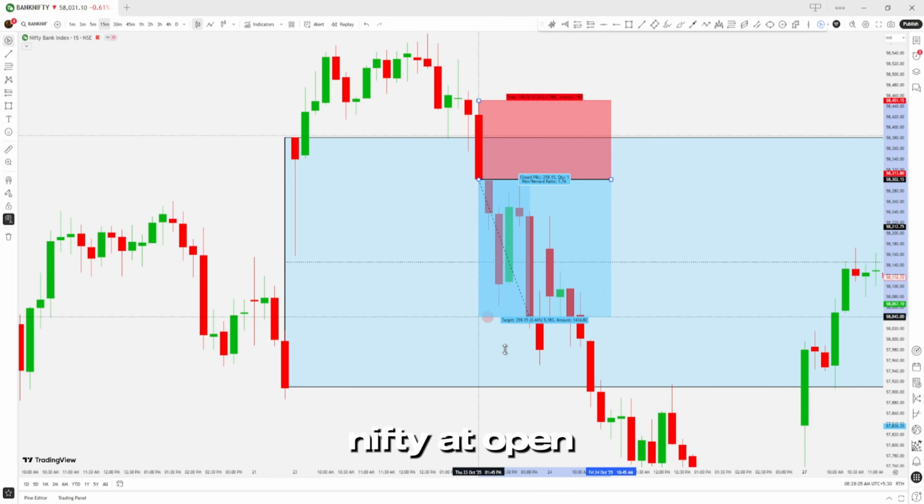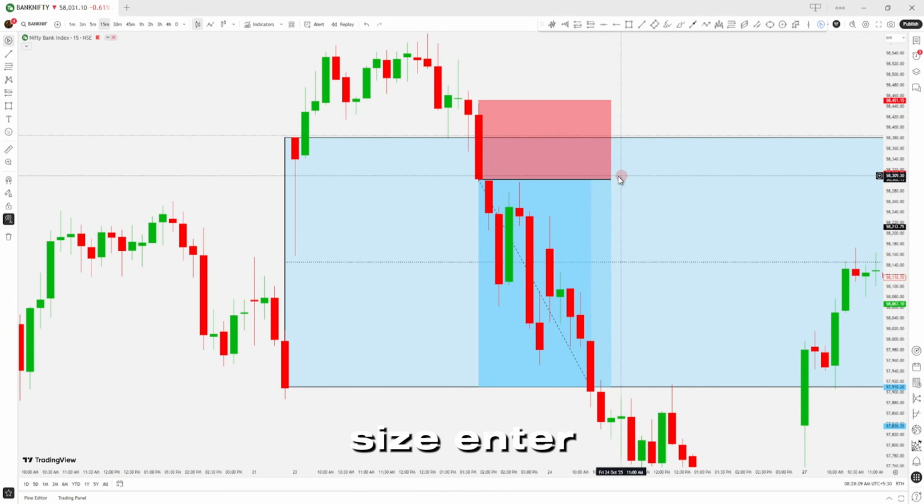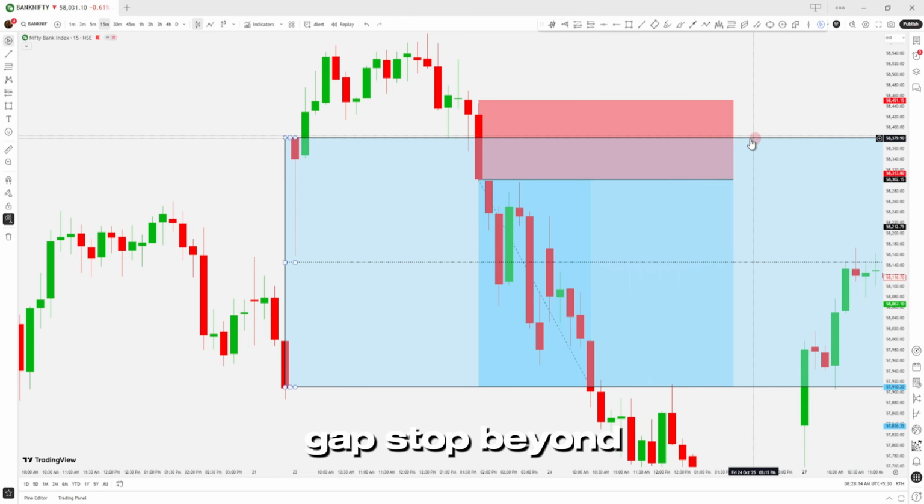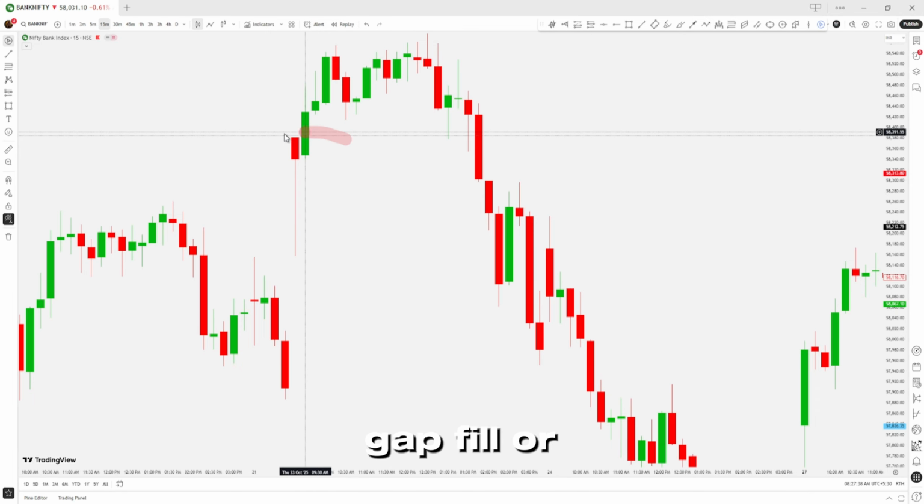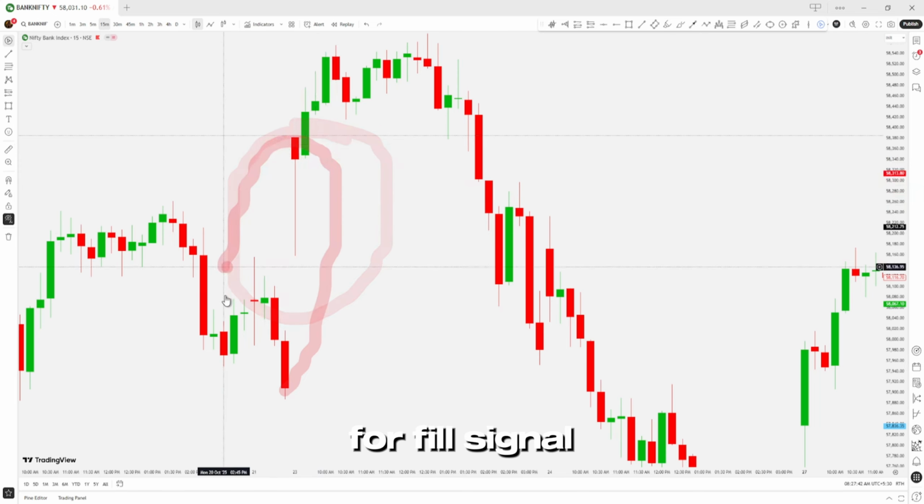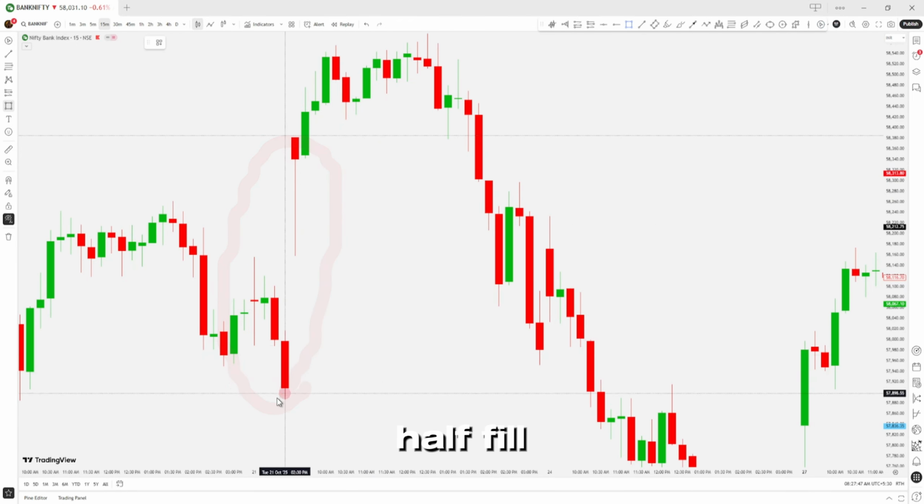On 5-minute Nifty at the open, note the gap size. Enter, fade on the tail, close toward the gap. Short if up gap. Stop beyond the open extreme, 20 points. Target full gap fill or 1:3. Avoid no-tail gaps. Need the wick for a fill signal. Risk 0.4%. Partial at half fill.